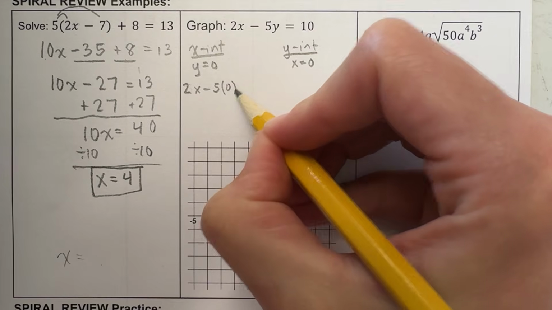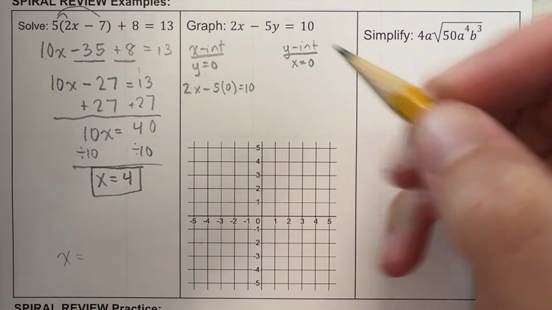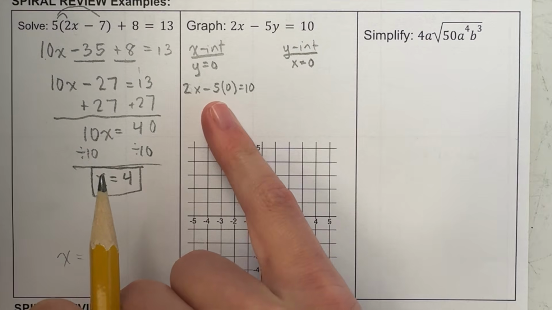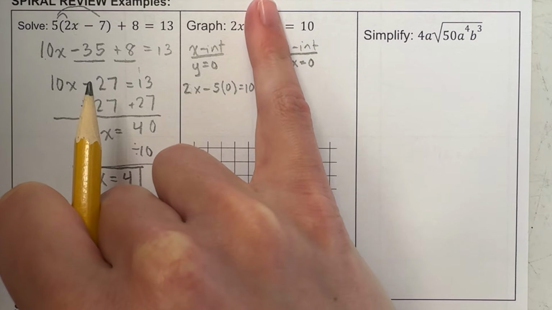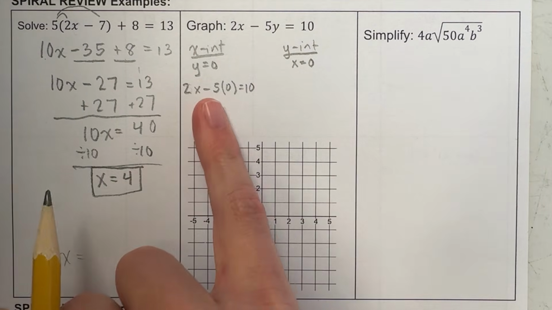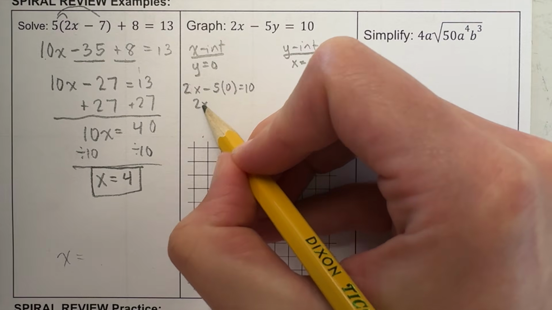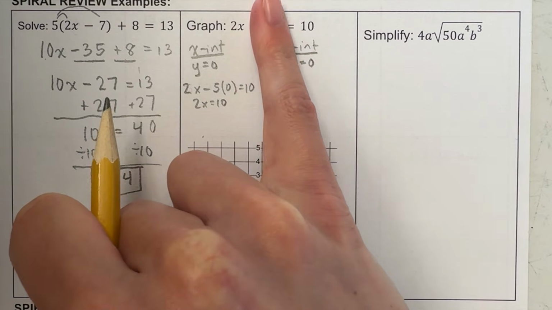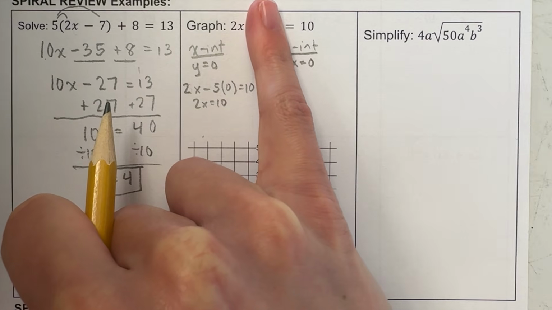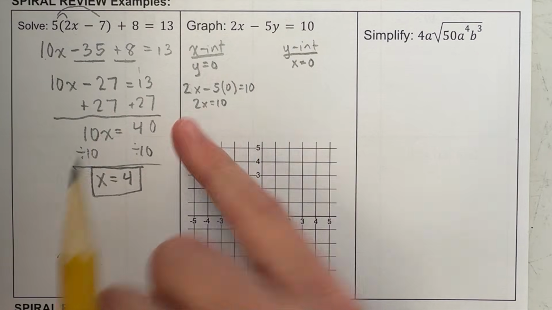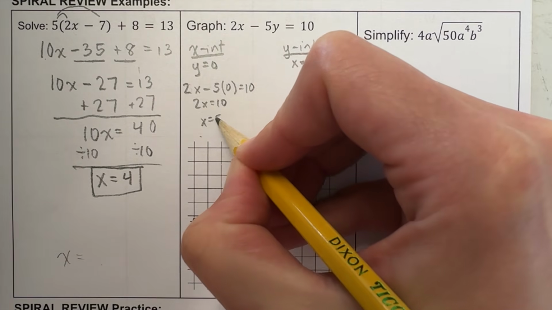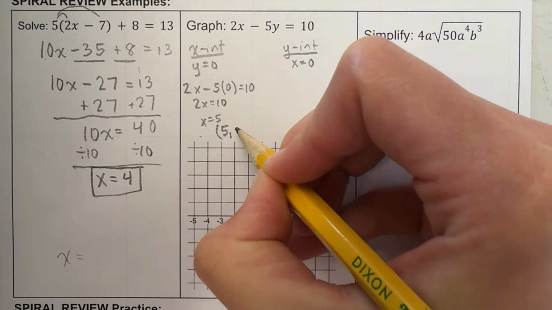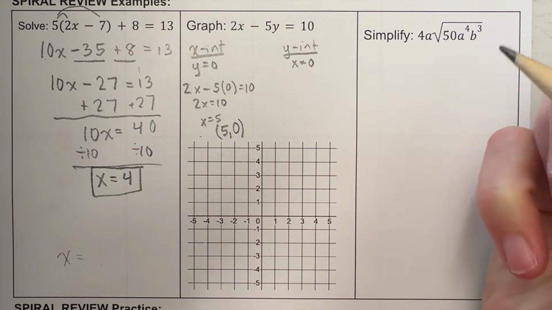If I'm plugging in 0 for y, my equation looks like this. Notice 5 times 0 is 0. So I could do this in my head, like this. This just ends up being 2x equals 10, right? 5 times 0 is 0. The shortcut is to say, oh, y is 0, so 5 times 0 is just going to be 0. So this is just going to be 2x equals 10. I divide by 2 on both sides, and I get x equals 5. So that means my x-intercept is the point where x is 5. My y value is 0, right? I plugged in 0 for y.